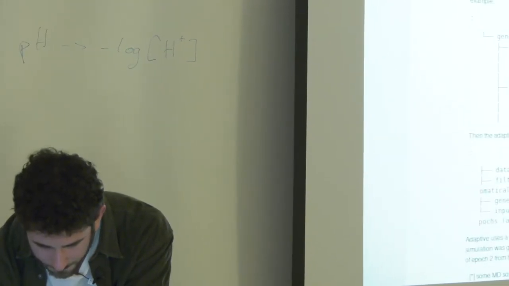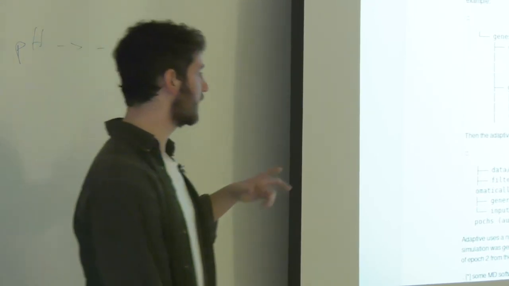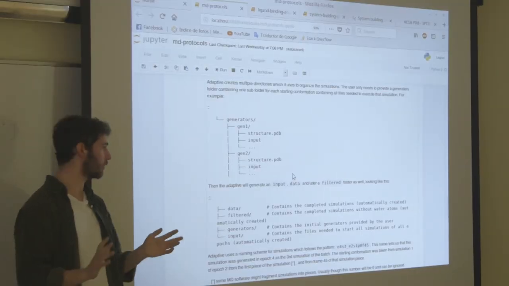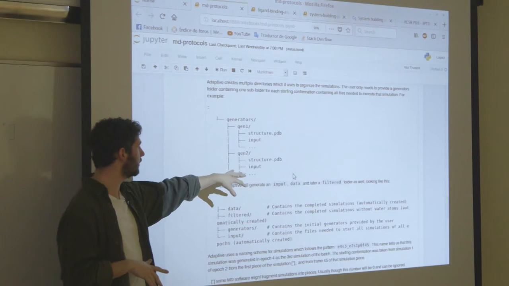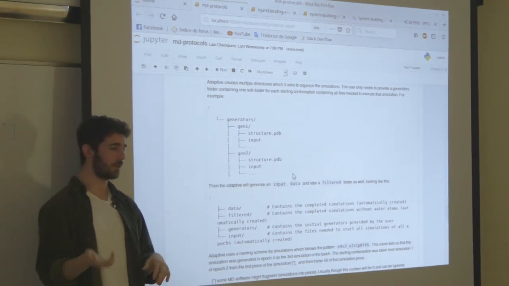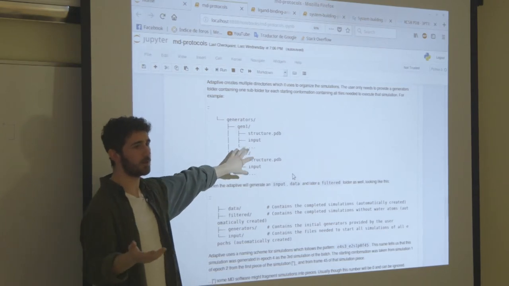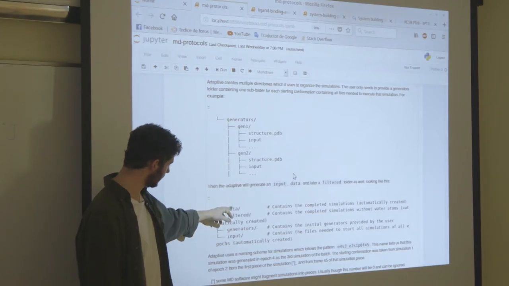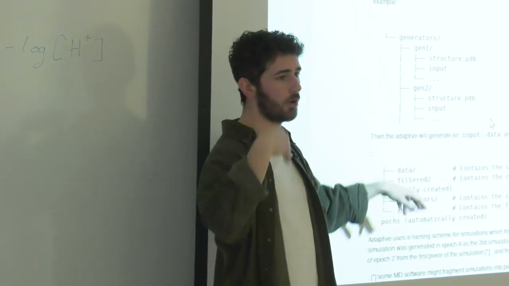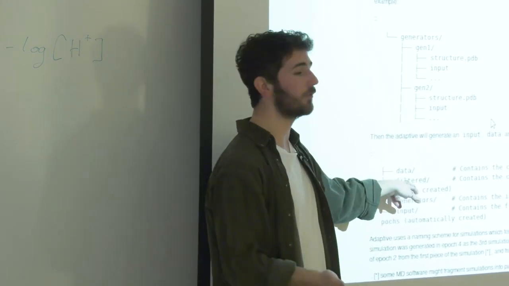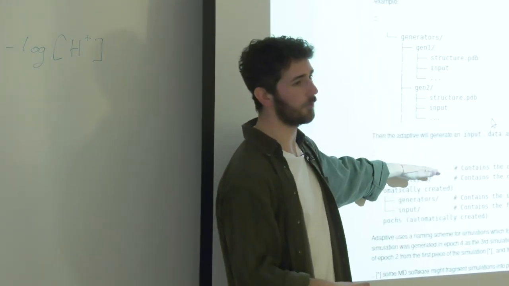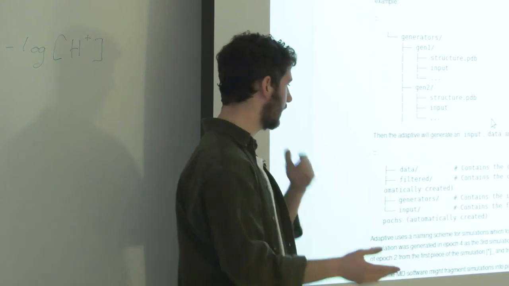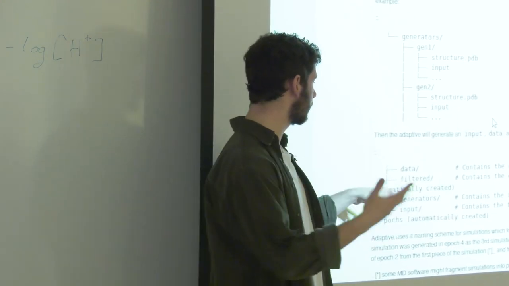Basically, here it's more or less an explanation of the structure. We need some generators that will define the starting structures and the input files for the short simulations. After the first epoch, which will start with these generators, it will generate these different folders: the data folder with the simulations we're performing, and the filtered folder, which is just the filtered version of the data, taking out the water, so it has less file size and is more tractable and easy to compute and analyze.